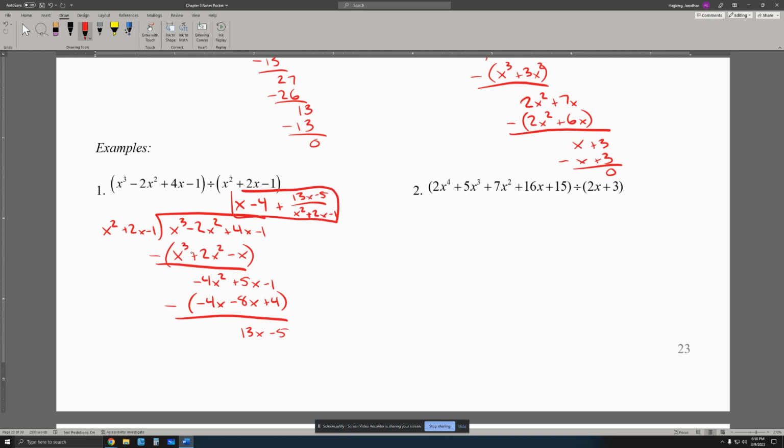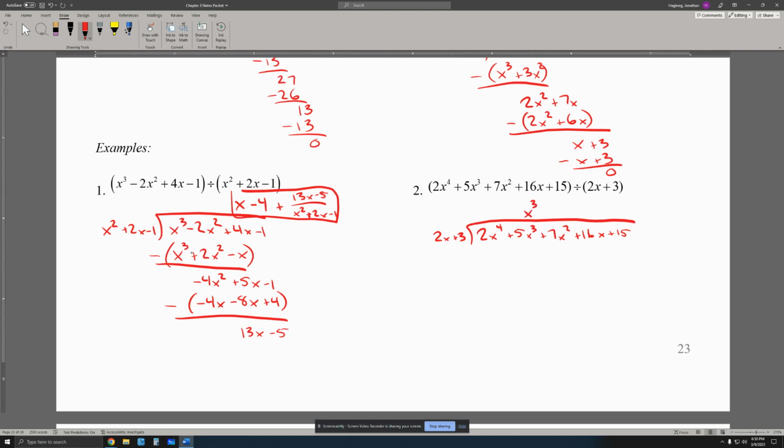All right. Last one here. We have 2x to the fourth plus 5x to the third plus 7x squared plus 16x plus 15. And we're dividing this by the binomial 2x plus 3. All right, so we'll start with the first two terms because we can't divide that first term. So first two terms, what do I have to multiply 2x by to get 2x to the fourth? The answer is x cubed.